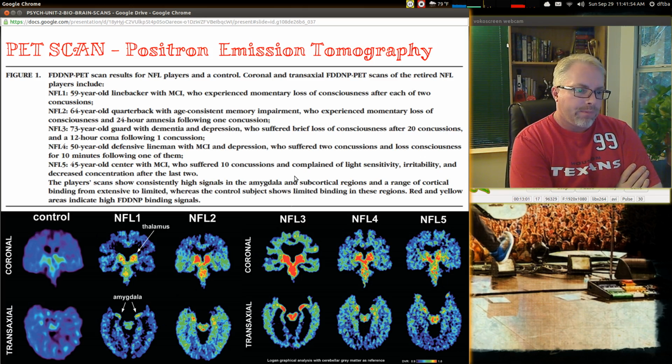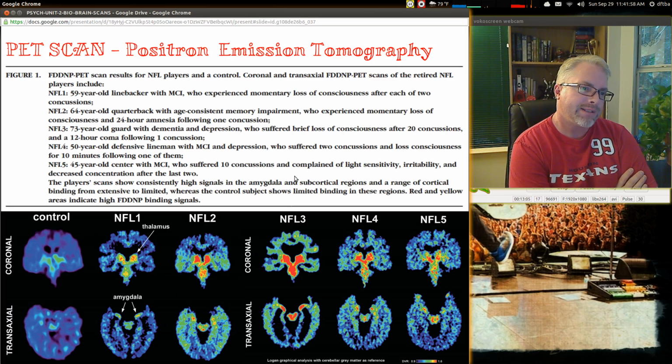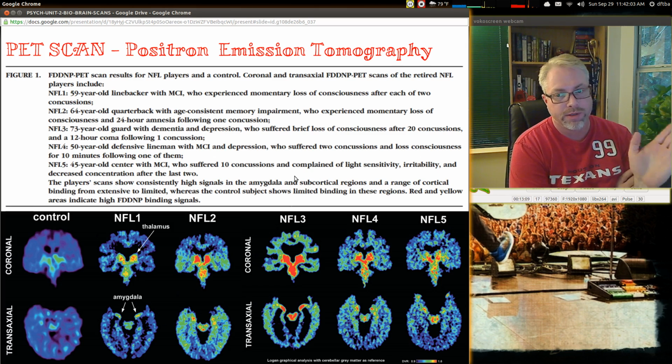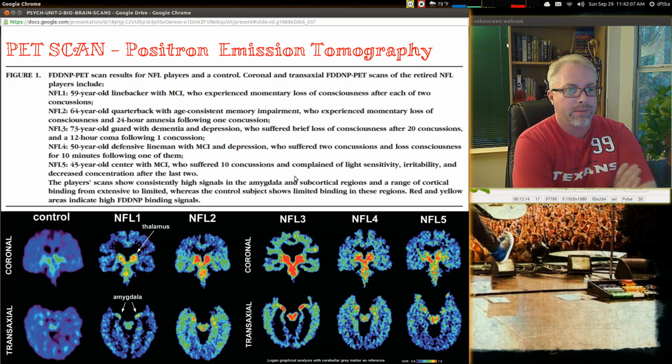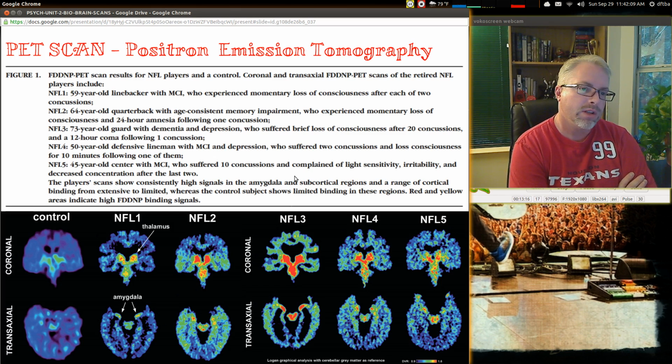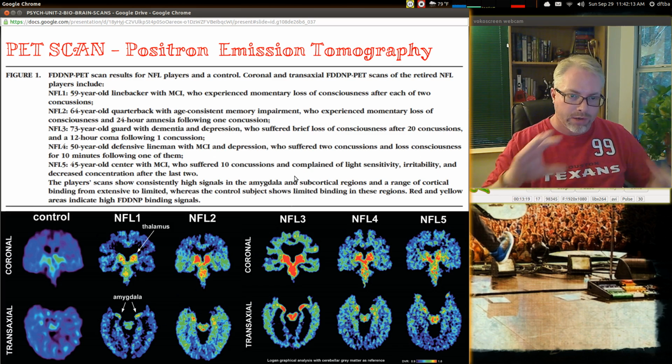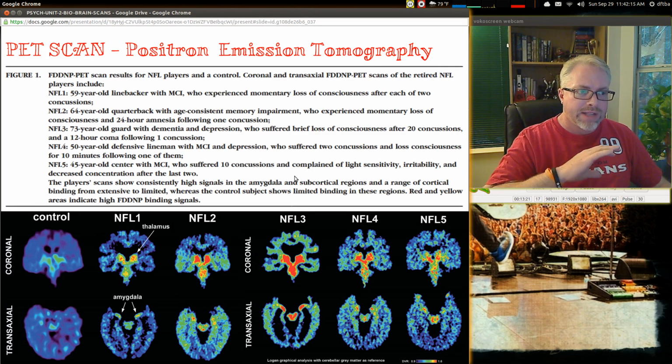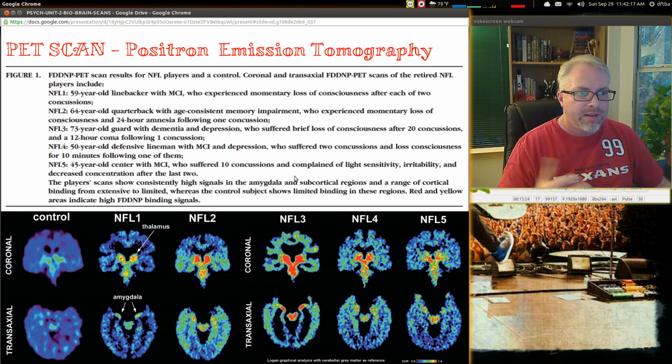And I grabbed this from a website that was showing the PET scans of NFL players and then a control person. So you see the control person on the left there. They're obviously not an NFL player. That wouldn't be a control person. So the coronal and transaxial PET scans that they're doing here are scans of retired NFL players. 59-year-old linebacker, 64-year-old quarterback, 73-year-old guard.